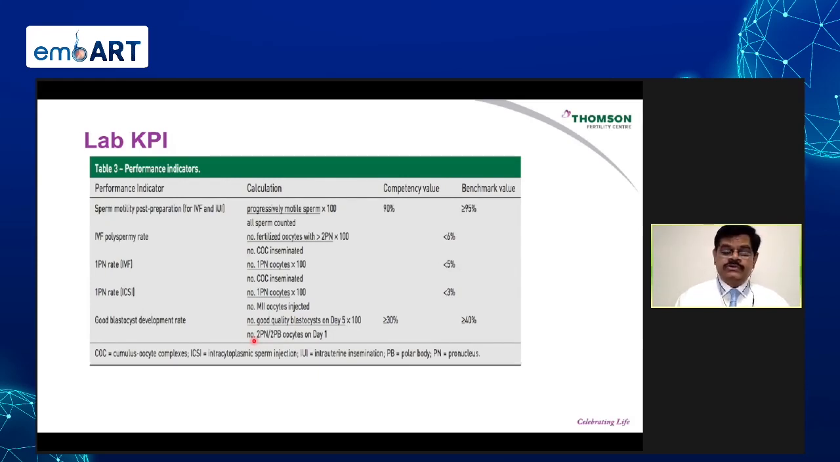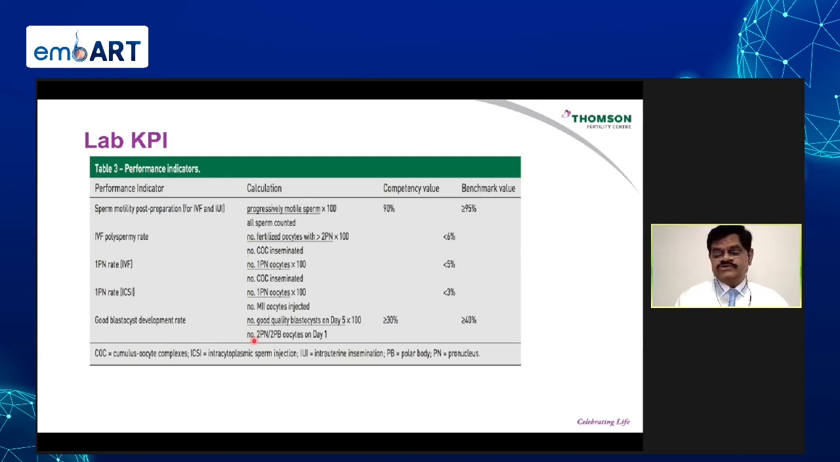And when it comes to insemination and the polyspermy, IVF polyspermy rate is supposed to be calculated as number of fertilized oocytes with more than 2 PN upon number of cumulus oocyte complexes inseminated. So it is supposed to be less than 6% of the cases. And 1 PN rate for IVF and 1 PN rate for ICSI are also calculated in a similar way. And they are supposed to be less than 5% and less than 3%. Because with ICSI, the abnormal fertilization rate might be lower. So that's why the 1 PN rate is given here as 3% or lesser than 3%.